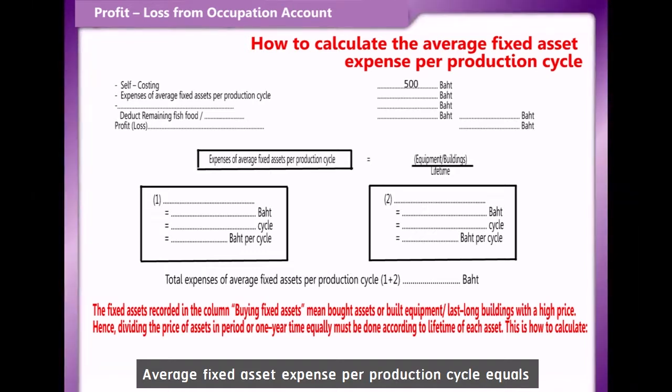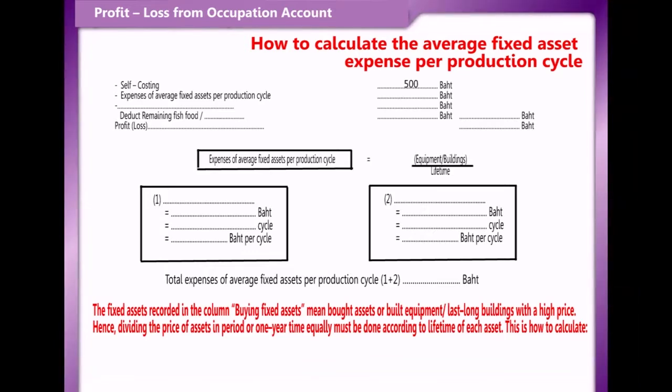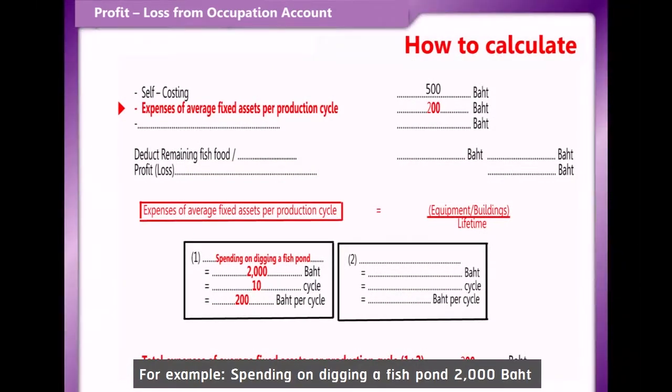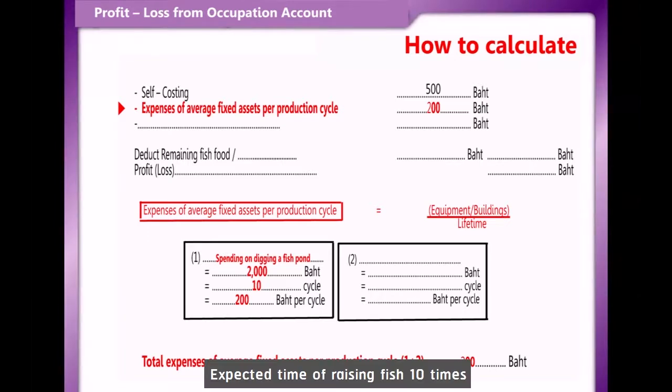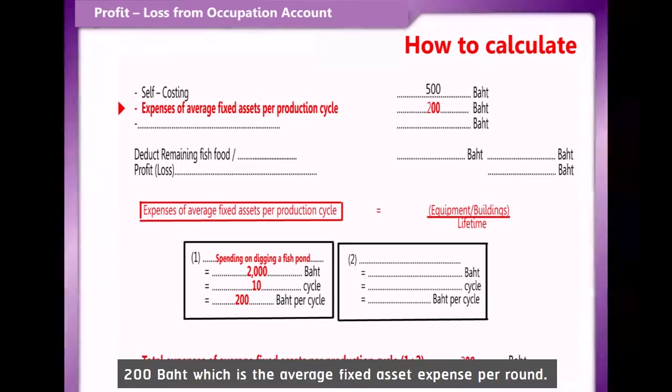Average fixed assets expense per production cycle equals equipment or buildings divided by the lifetime of the equipment or the buildings. For example, spending on digging a fish pond 2,000 baht, expected time of raising fish 10 times. The calculation is that 2,000 divided by 10 equals 200 baht, which is the average fixed assets expense per round.